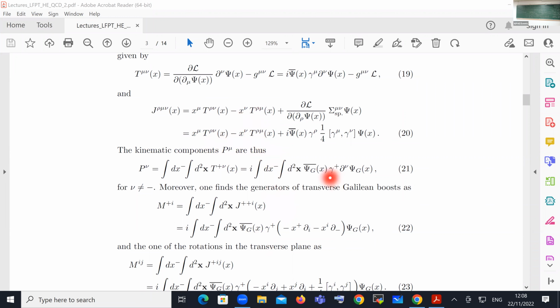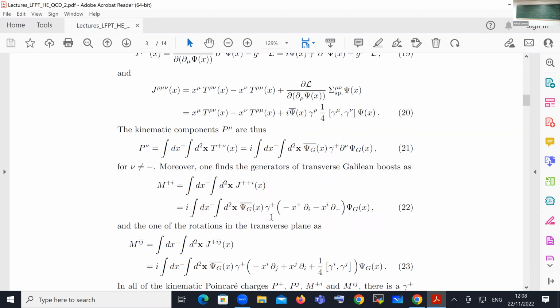So then that would be similar to this one here, but with just this x in addition. And again, there is a gamma plus matrix here, and no other gamma matrix. So basically, the bad components are projected out, and in this kinematic transformation, like this Galilean boost, we have only the good component appearing.